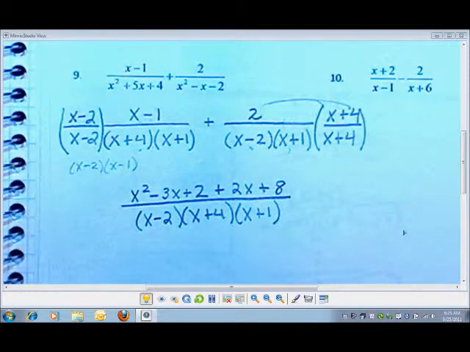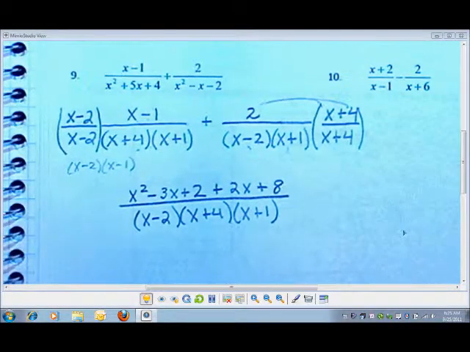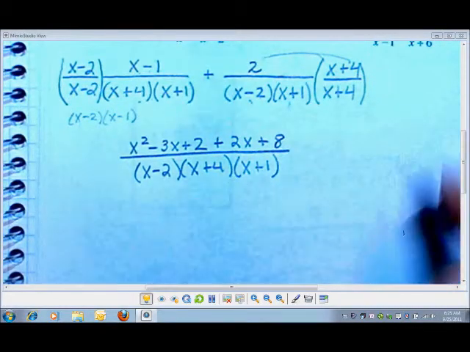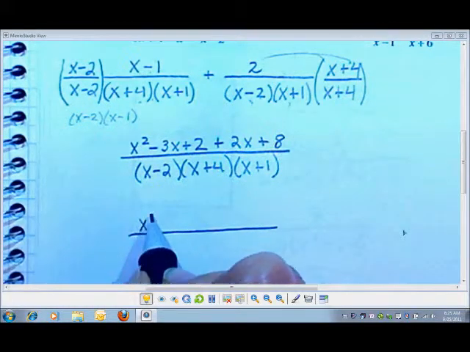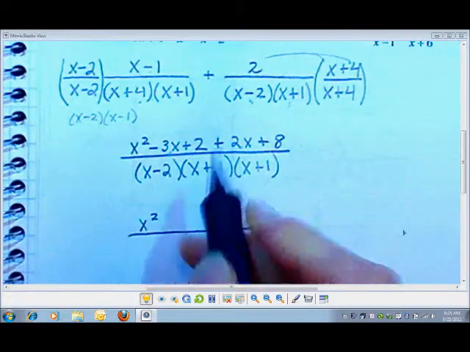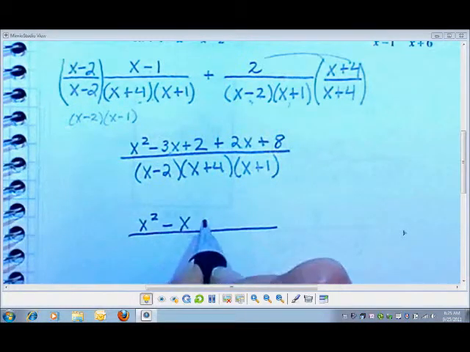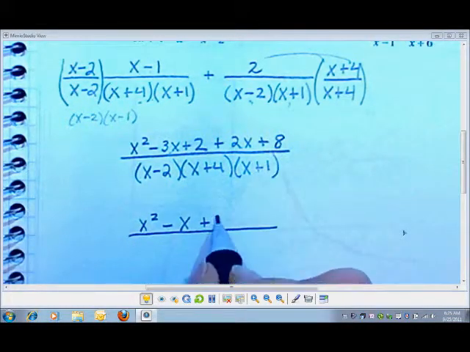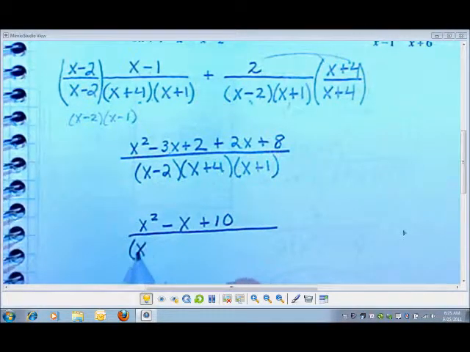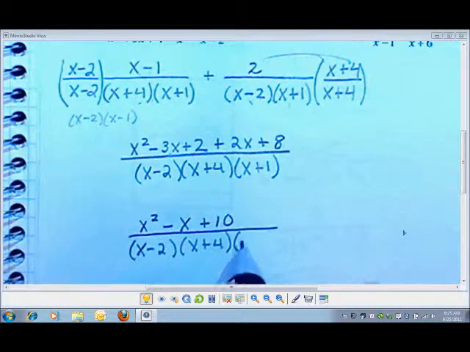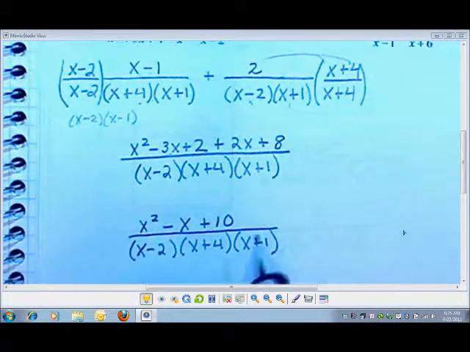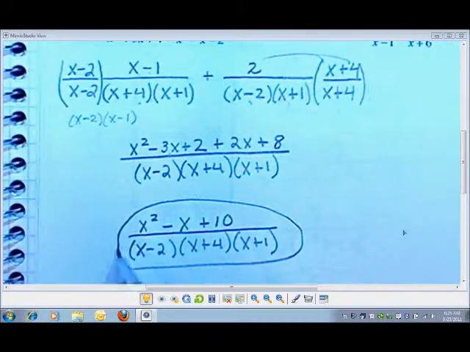Now I need to combine like terms. I don't need to worry about my denominator anymore. I'm going to leave my denominator just like that. So now I'm going to combine like terms in my numerator. So I have x squared minus x plus 10, and my denominator is just going to stay in factored form. I'm not going to multiply those together. So that's my final answer on that.